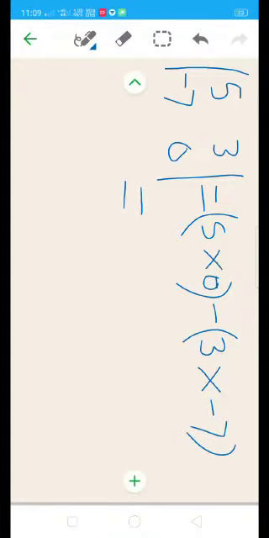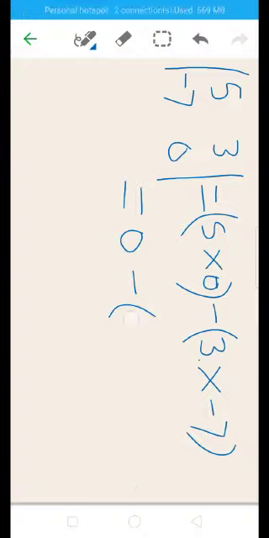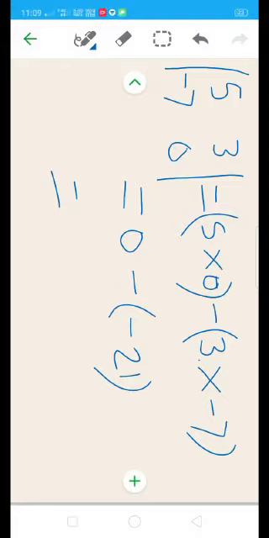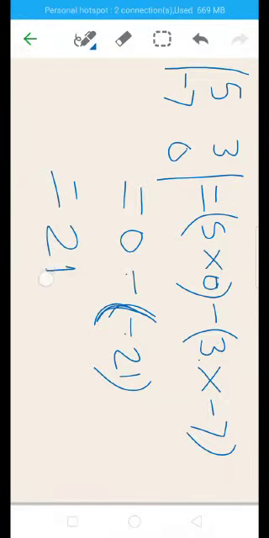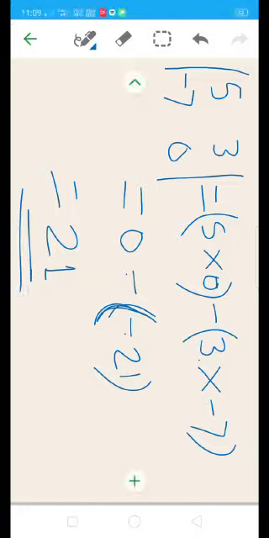5 multiplied by 0, 5 zeros are 0, minus 3 multiplied by -7. 3 sevens are 21. 0 means no value. Minus multiplied by minus, the bracket means multiplication. Minus multiplied by minus becomes plus. Your answer is plus 21. This is the answer of sub question number 2.